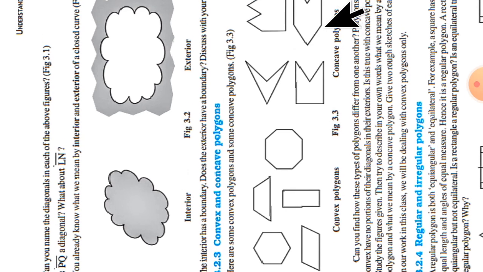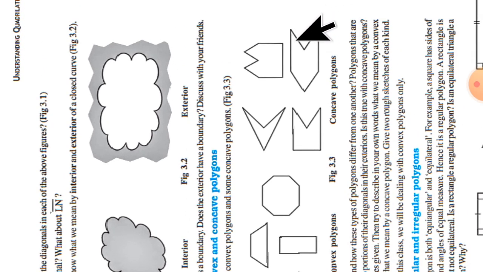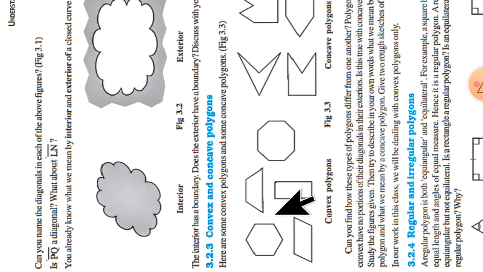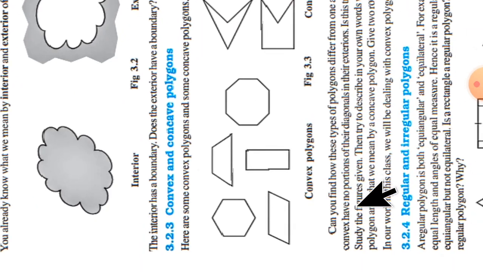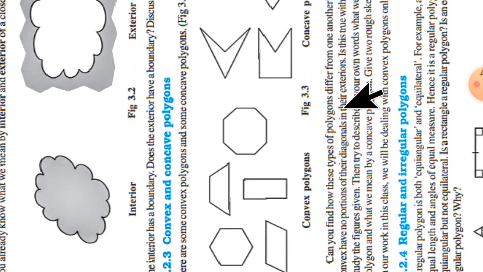See, in each of these figures, this angle, this angle, this angle, all the angles are less than 180. But this one angle is more than 180. So it is a concave polygon. Further, if the diagonals are inside the figure, then it is a convex polygon. But here the diagonals are outside the figure. This is the diagonal, so it is outside the figure. So it is a concave polygon. So what we can say? Polygons that are convex have no portion of the diagonals in their exteriors.